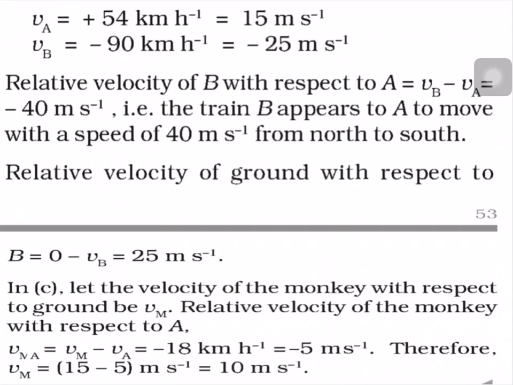Second, the relative velocity of the ground with respect to B, that is 0 minus Vb, equal to 0 minus (minus 25), that is equal to plus 25 meters per second.